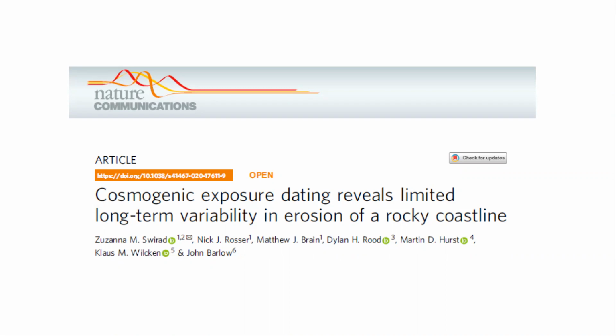The study was published in Nature Communications in 2020, so please refer to this publication for more information on the field sampling, laboratory processing, numerical modeling, and the discussion on the landscape evolution.